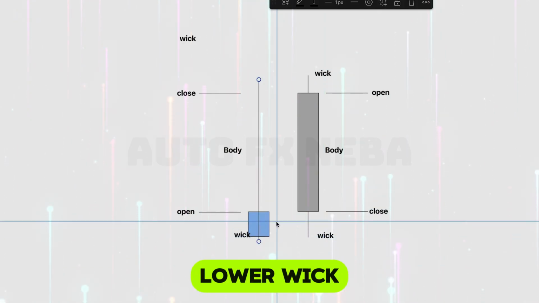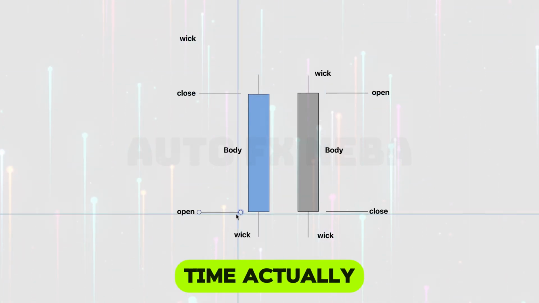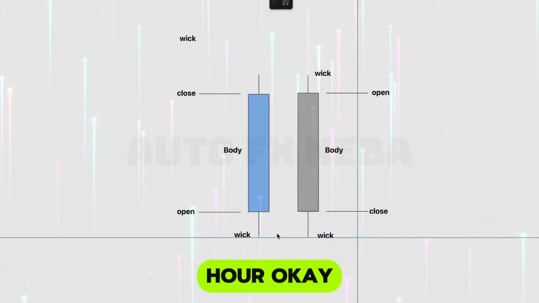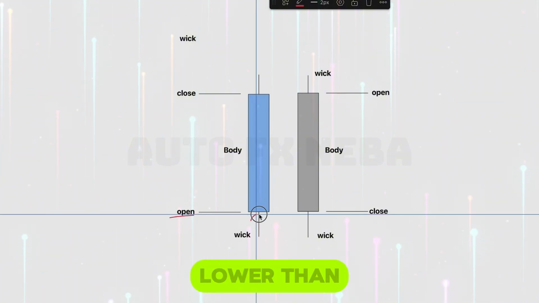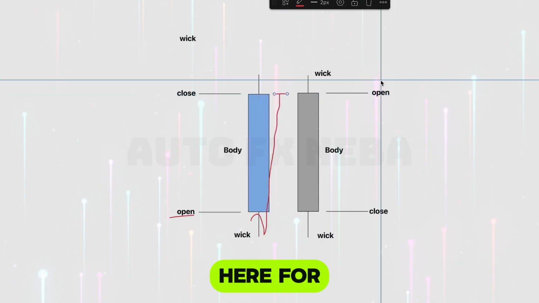So the lower wick indicates to us that this market was, for some period of time, actually bearish within this hour, okay? We opened here and we traded lower than the open price, but we pushed all the way up, closed up here for the end of the hour.